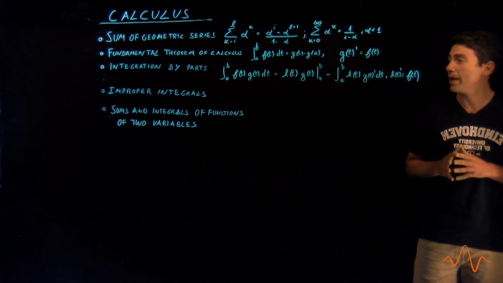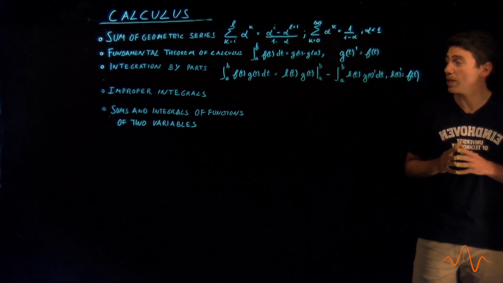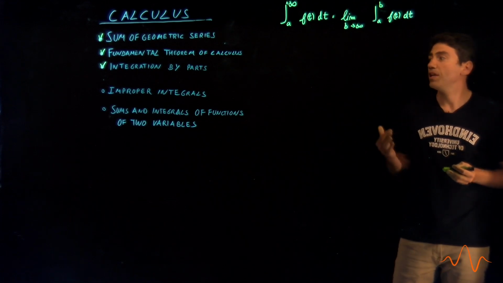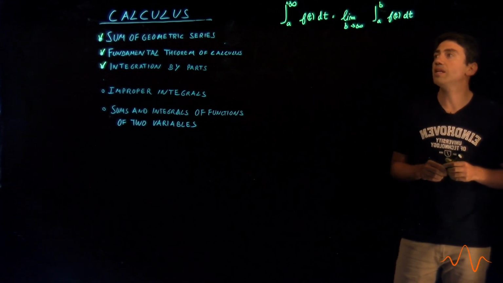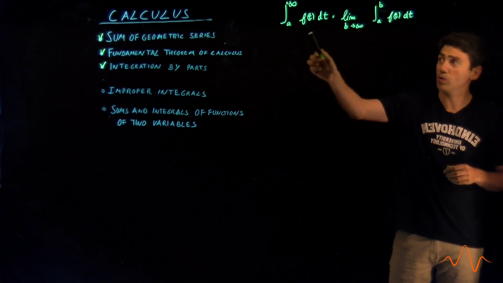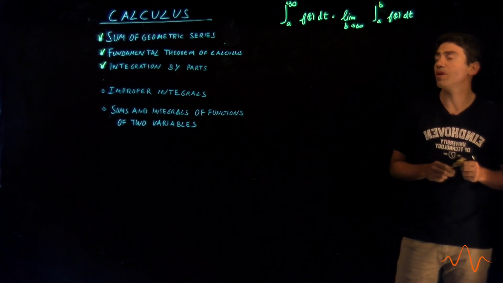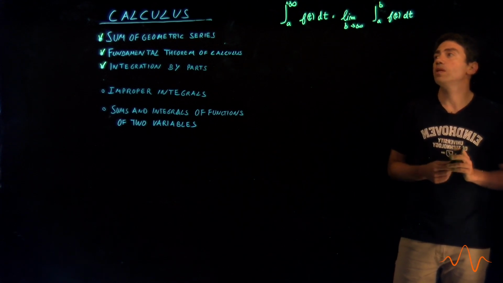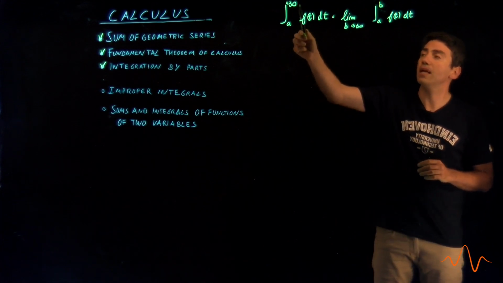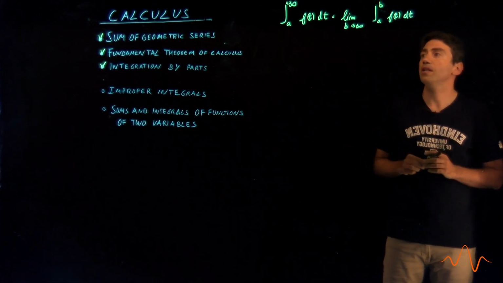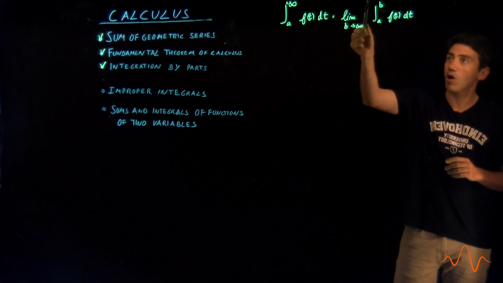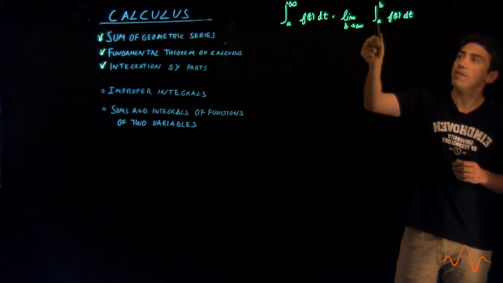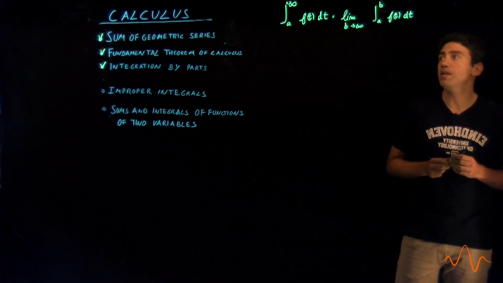We also look now at improper integrals and sums and integrals of functions of two variables. So we're now going to talk about improper integrals, and that basically means an integral whose limits of integration, either one or both of them, is plus or minus infinity. And that is basically very simple. What we mean when we place an infinity here is that we're taking the limit of this integral, which is an integral that we already know quite well, when this limit of integration, in this case b, goes to plus infinity.